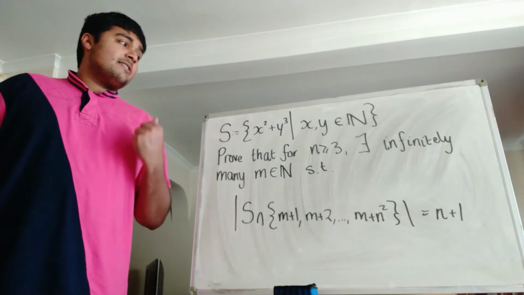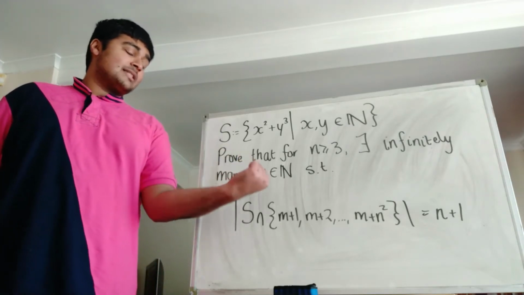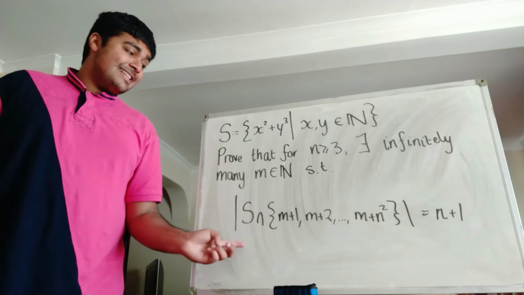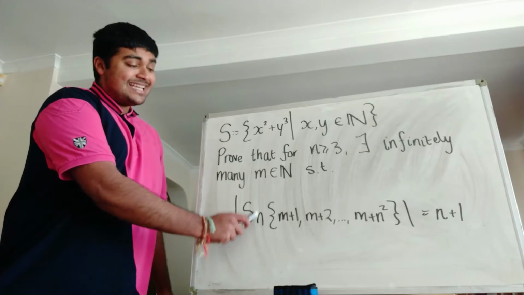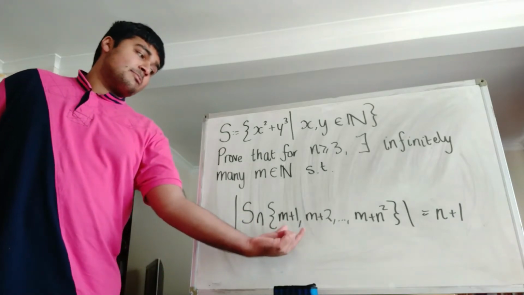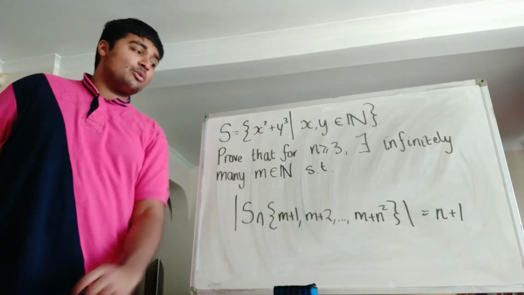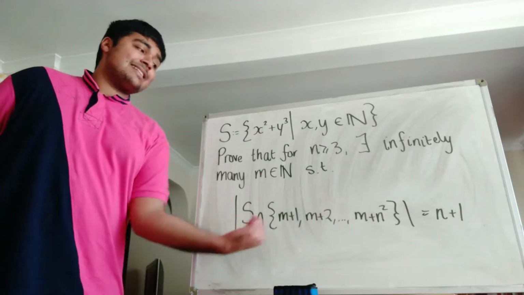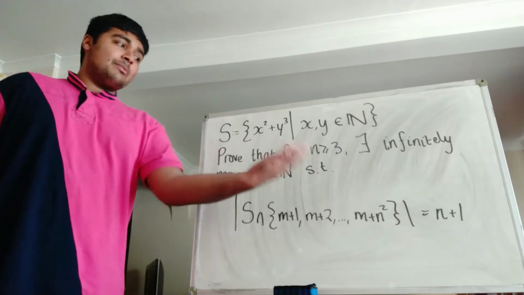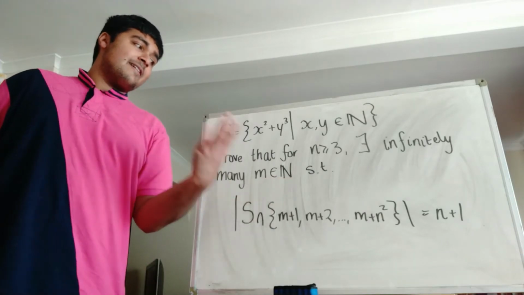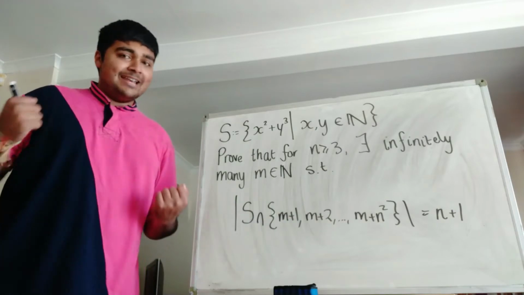We want to prove that for any natural number n, which is at least 3, there exist infinitely many positive integers m, such that this set here has cardinality n plus 1. So we're looking at S intersect all the positive integers between m plus 1 and m plus n squared. So m plus 1, m plus 2, m plus 3, and so on all the way up to m plus n squared. We're looking at the cardinality of that set, and we want to show it equals n plus 1. So we want to show that there are infinitely many values of m that we can choose, such that this has cardinality n plus 1.